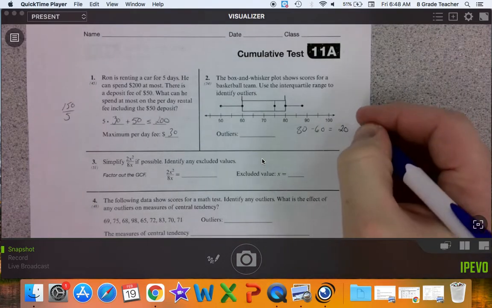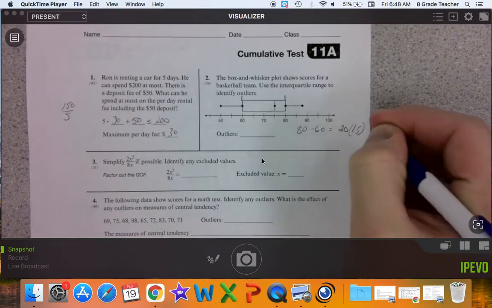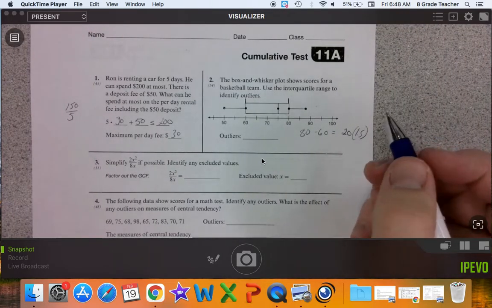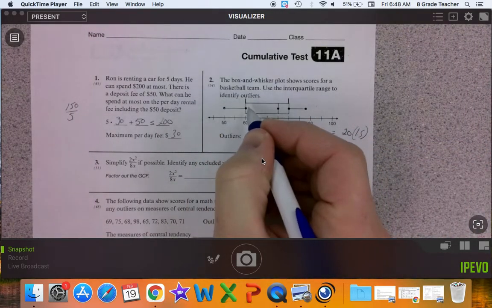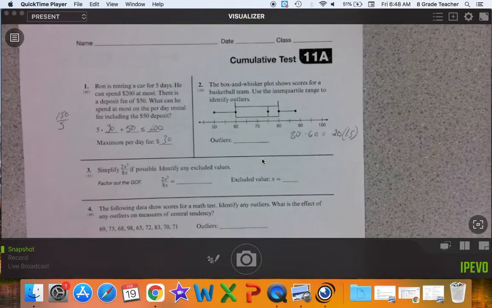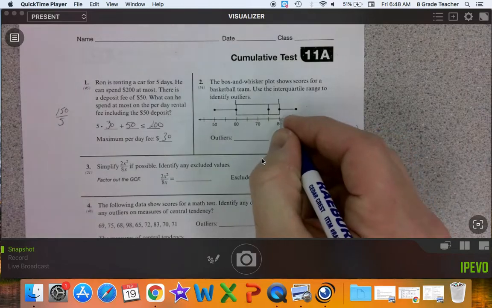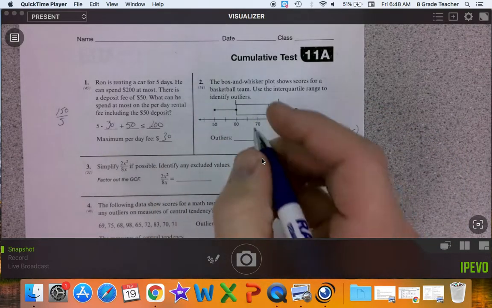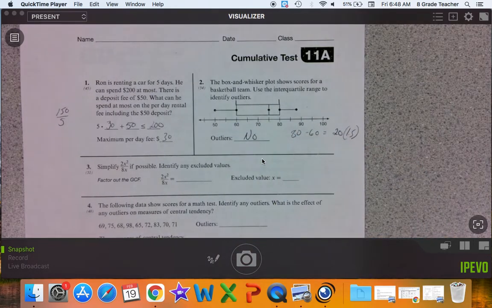Now you take 1.5 multiplied by that IQR to see if a number is larger than, or smaller than that actual value, to see if there's an outlier. 20 times 1.5 is 30, and if you go 30 beyond here, there's no numbers that are outliers, and 30 beyond this number, there's no outliers here, so we would say no outliers.